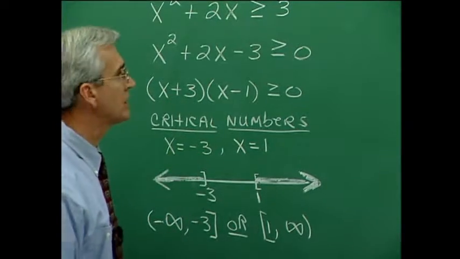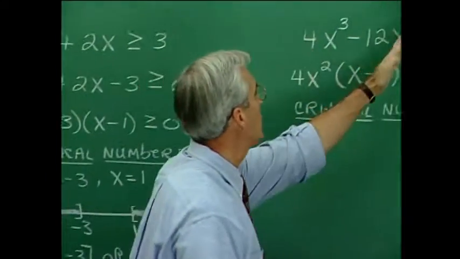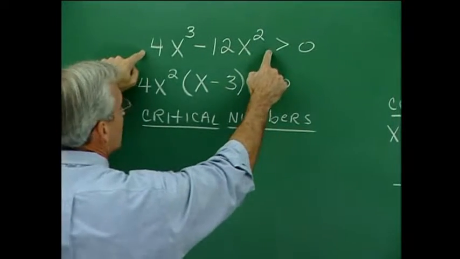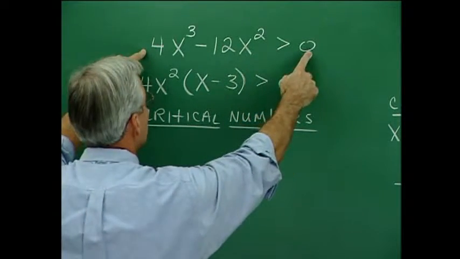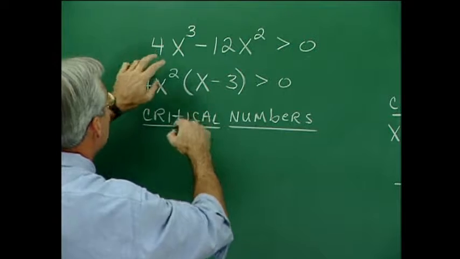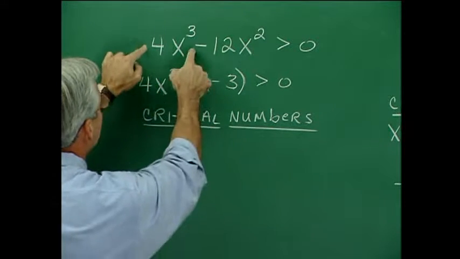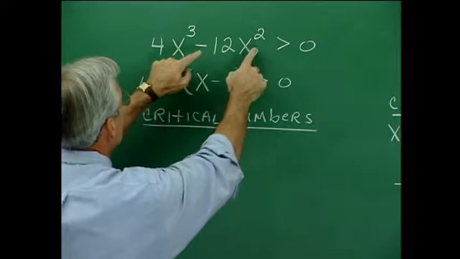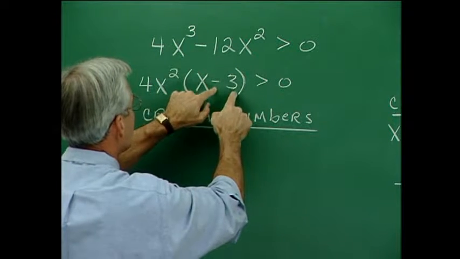This one has a rather interesting nuance. We begin with a higher degree polynomial over here. We have 0 over here, so we're in good shape to start the factoring process. We snag out a common factor of 4x squared. Pull 4x squared out of this term, we're left with x. 4x squared out of this term leaves us with minus 3.